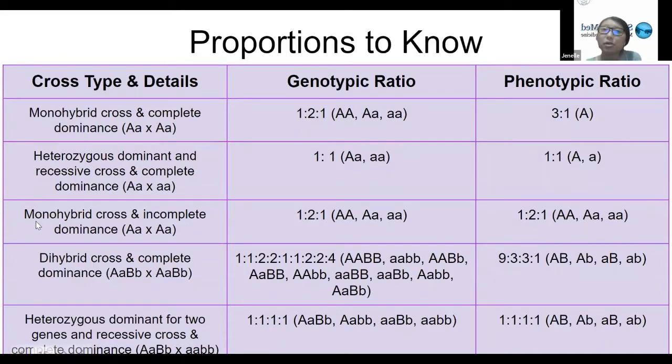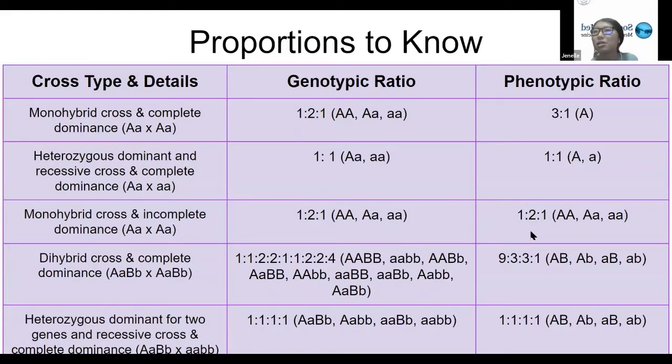Following this is the monohybrid cross, assuming incomplete dominance. And so here you have a 1 to 2 to 1 ratio, which is actually similar to the genotype of a monohybrid cross with complete dominance. It's just that the phenotypic ratio itself shows a 1 to 2 to 1 ratio because it shows that incomplete dominant phenotype.